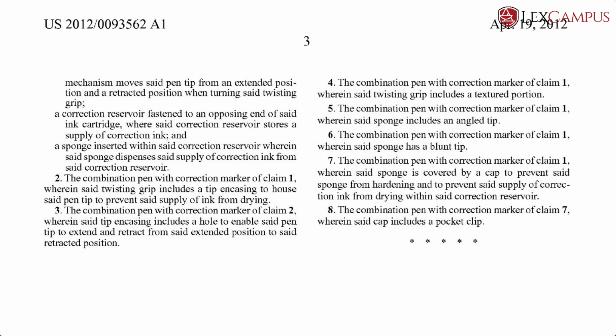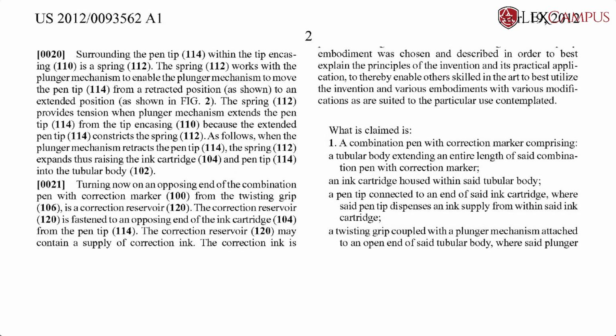Now, let us slowly try to read this. This is an invention that comprises a combination pen. 1. What is claimed is: 1. A combination pen with a correction marker comprising: So, there is a pen with a correction marker. A tubular body extending an entire length of the said combination pen with correction marker. So, there is a tubular body. An ink cartridge housed within the said tubular body. There is a cartridge inside the body.